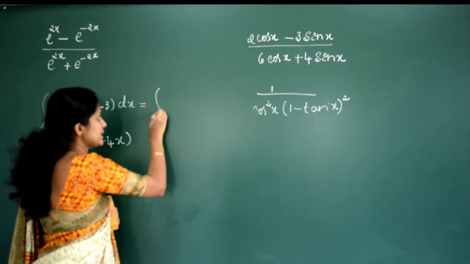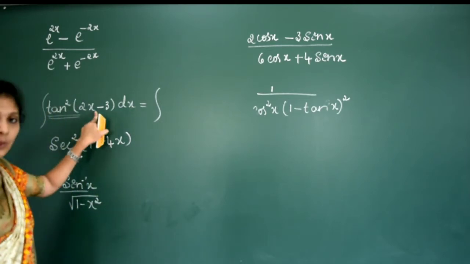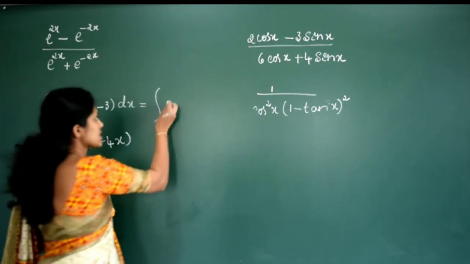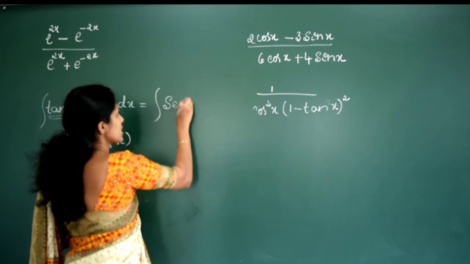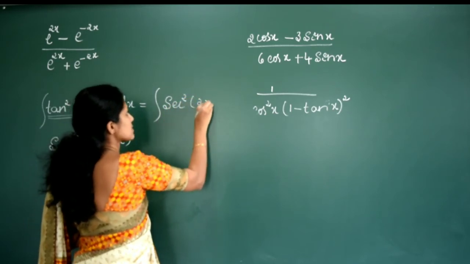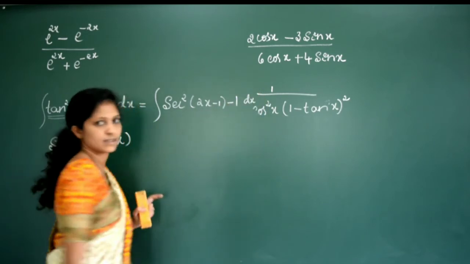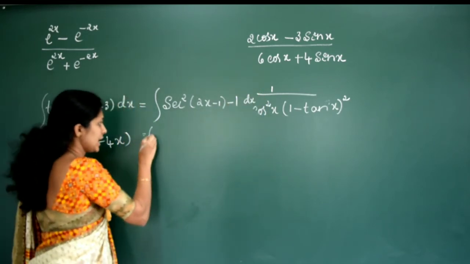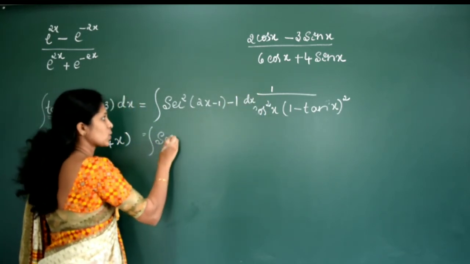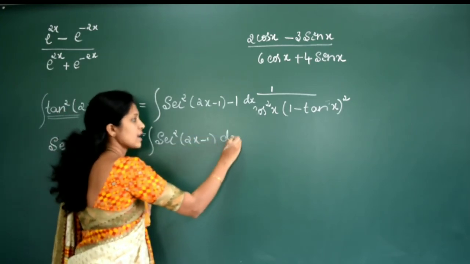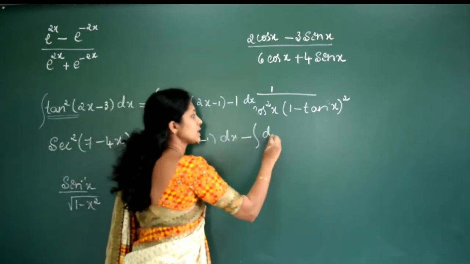So this will now be the integration of, is it clear, tan square x can be written as secant square x minus 1. In the place of x we have 2x minus 1, so secant square of 2x minus 1, minus 1, into dx. Okay. Here I can split this one: the integration of secant square of 2x minus 1 into dx, minus the integration of dx.